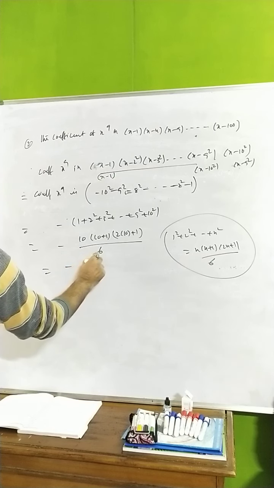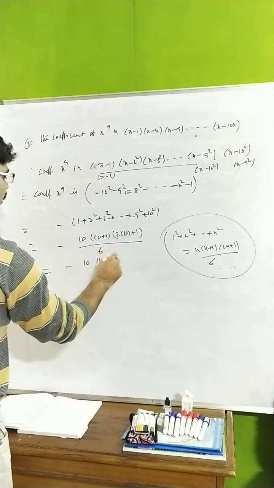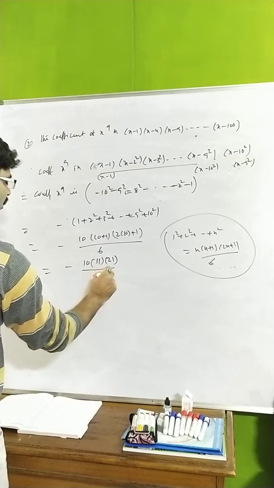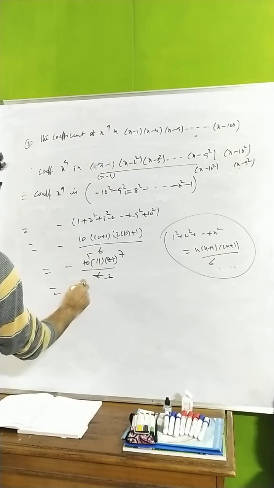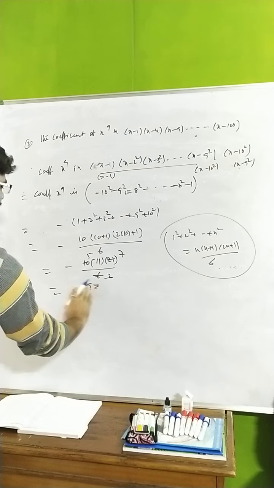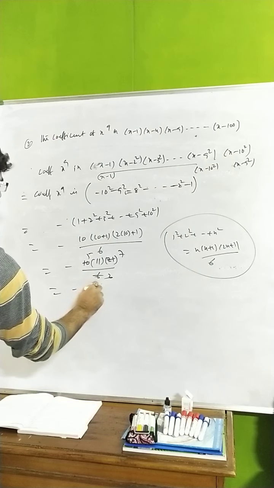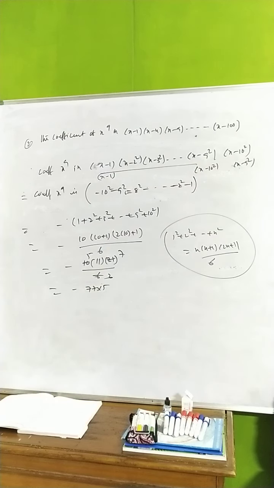Minus 10, you see here 11 and it is 21, and 6 you can get it off. 2 7s are 2, 5s are. Now you see here 77 into 5 is there, right? 77 into 5, if you multiply you will get the result.